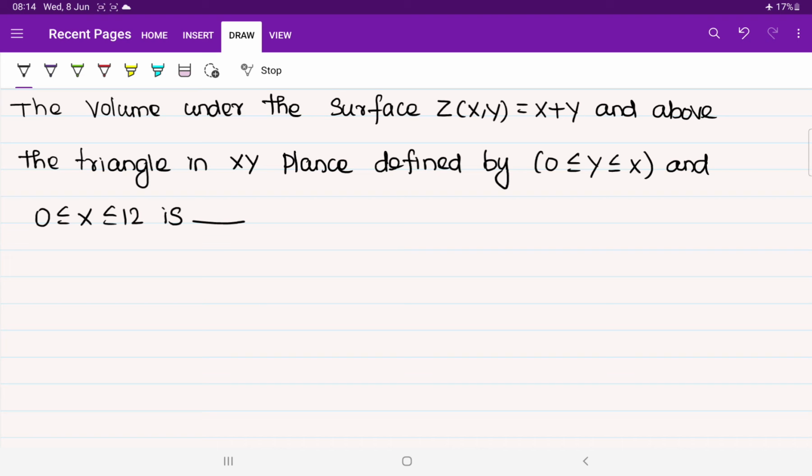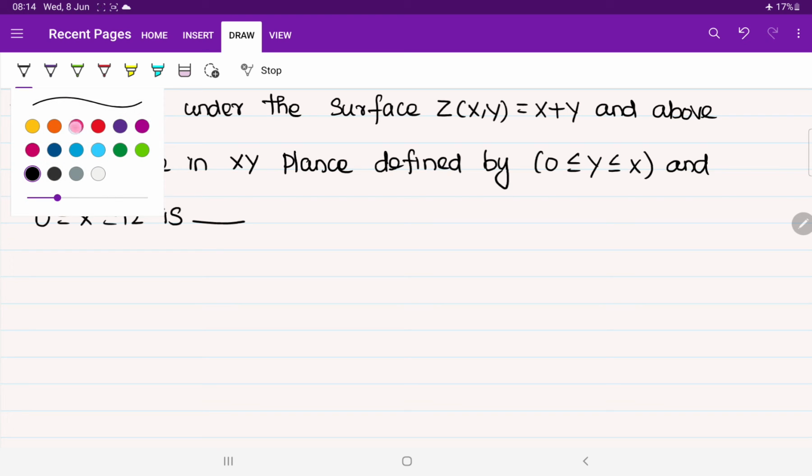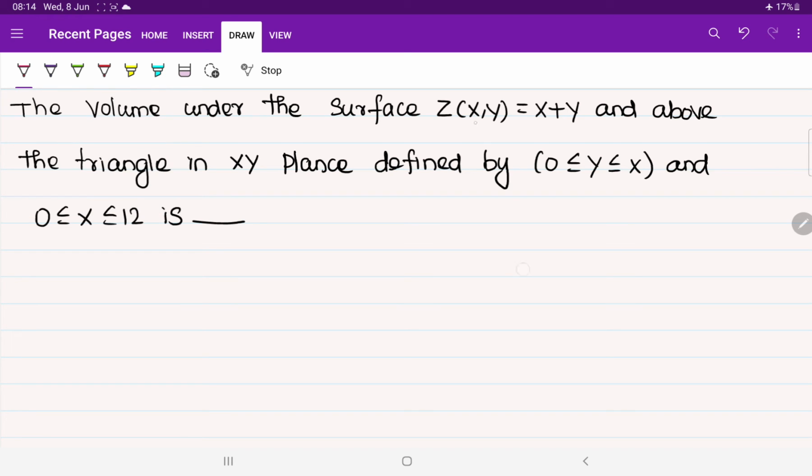See, the given question is: the volume under the surface z(x, y) = x + y and above the triangle in the xy plane defined by y first, with its limit given as 0 to x, and second x, with its limit defined as 0 to 12. So here we are required to estimate the volume under the given surface in terms of a double integral. So how should I do this?